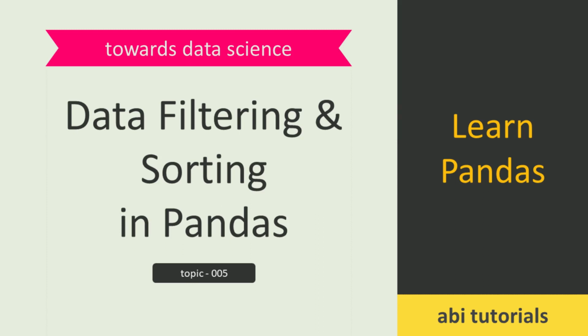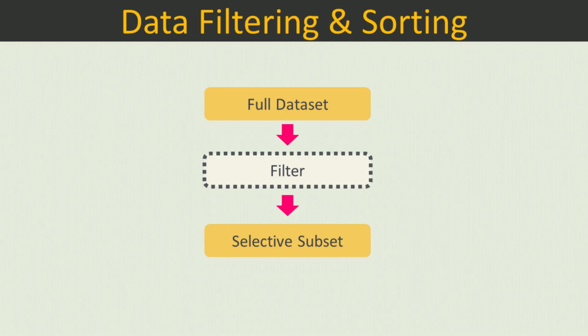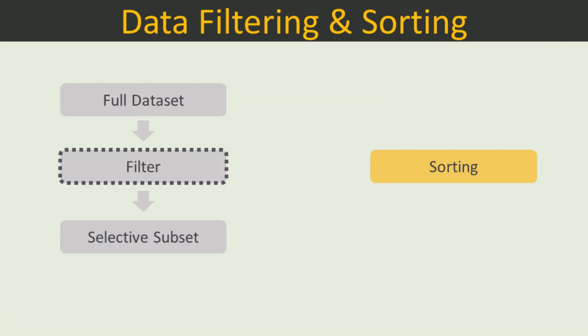In this video, I will explain how you can filter data in Pandas. Also, we will see a brief of how to use the sort function in Pandas. Data filtering is an activity to select specific rows in the dataset using certain criteria. In this topic, we will see various methods on how to filter data in a data frame. We will also see how to sort data in Pandas.